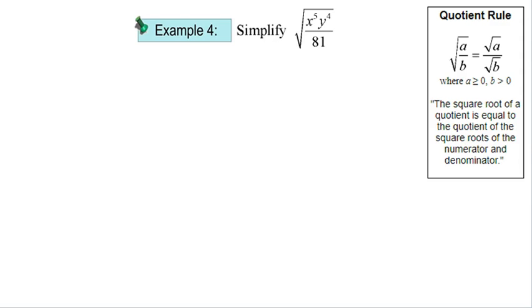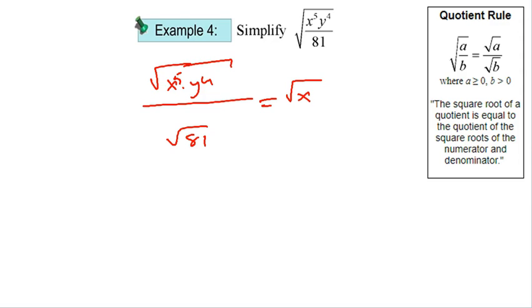In this case, basically, I'm going to rewrite this original radical into square root of x to the power of 5 times y to the power of 4 over square root of 81. So just look at the top. As you see under the radicand, we see the product of two algebraic expressions, x to the power of 5 times y to the power of 4. So basically I can reapply the product rule for the top expression. So it's going to be square root of x to the power of 5 times square root of y to the power of 4 over square root of 81.